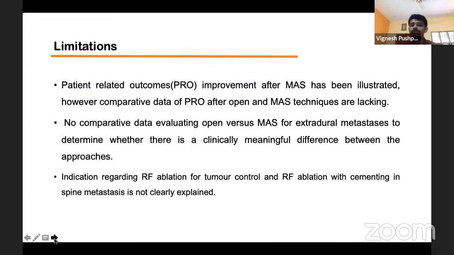The major limitations of our paper are, first, there are no comparative data of patient-related and clinical improvement with minimal access surgery, and open technique data is lacking. Second, no comparative data evaluating open versus minimal access for extradural metastasis to determine whether there is a clinically meaningful difference between both open and minimal access. Third, the indications of radiofrequency ablation with tumor control and radiofrequency ablation with cementing were not explained clearly in our paper.